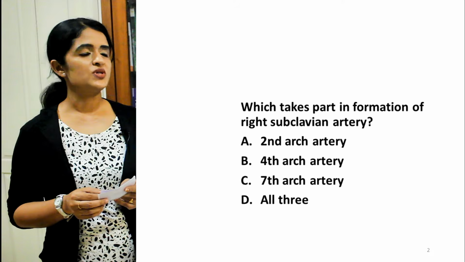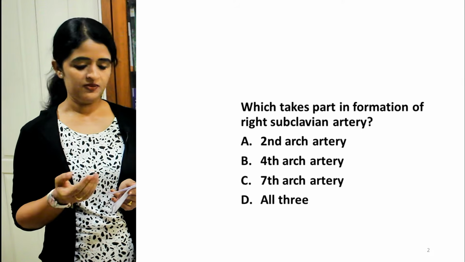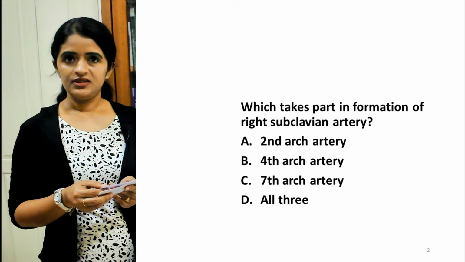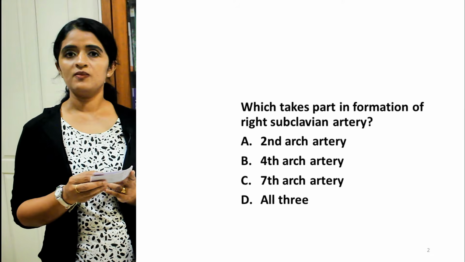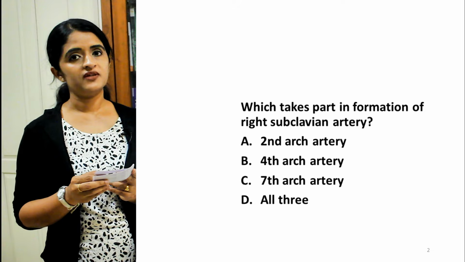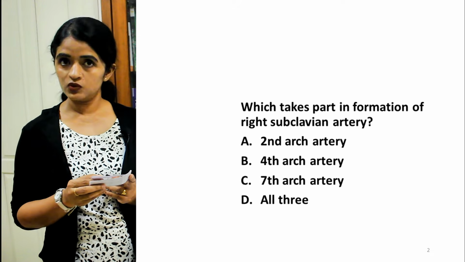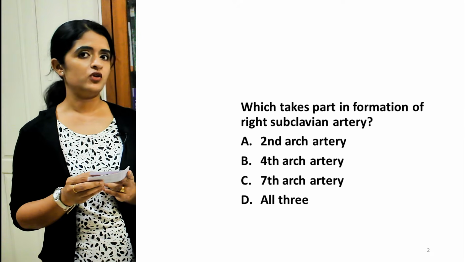Now let's see some of the questions which are asked from this topic during the NEET PG exams. Let's see some of the questions one by one. The first question: which takes part in the formation of right subclavian artery? We already mentioned that for the subclavian artery, on the right we have two structures from which it is formed, whereas on the left side we have only one.